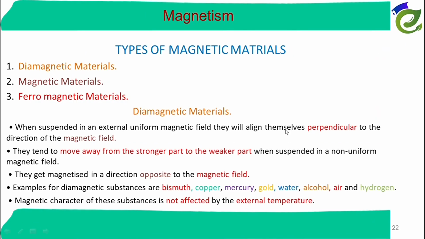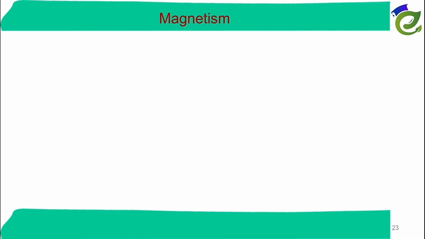And another property is that the magnetic character of these substances is not affected by the external temperature. So these are the properties of diamagnetic materials. Now we'll go with the second materials, paramagnetic materials. We will learn their properties first.